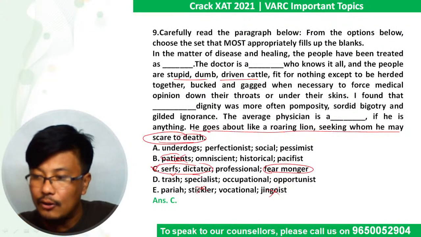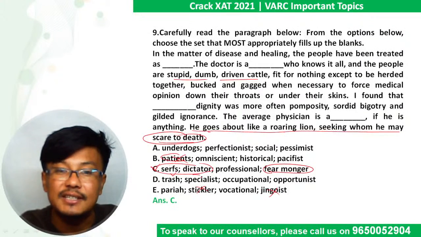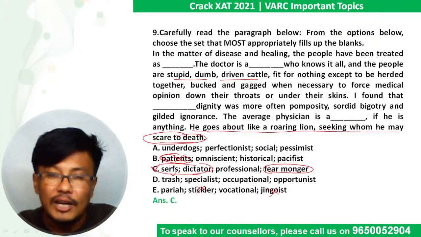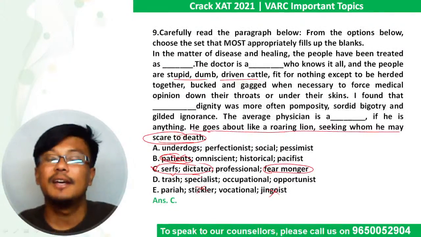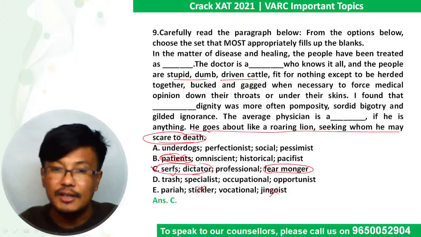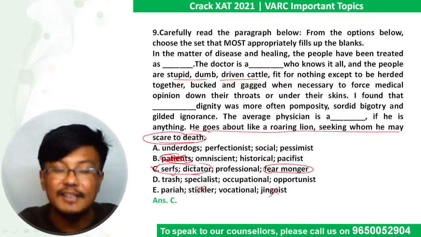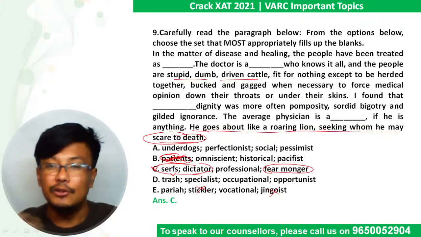Now, why not option B? Option B, omniscient. Okay, option B, patients. The first thing is that in the matter of disease and healing, the people have been treated as patients. I mean, only patients will be treated, not everybody. So when you say the people, you mean everybody else except the doctor. So he treats people badly. Treating people badly is not reflected when I use patients. Clear, everybody?